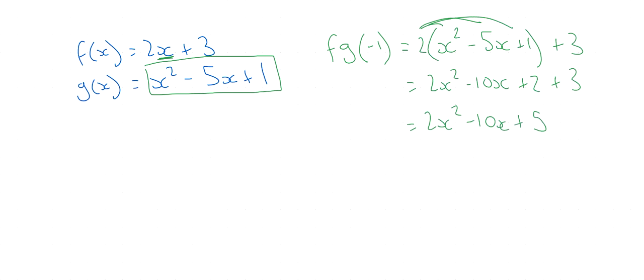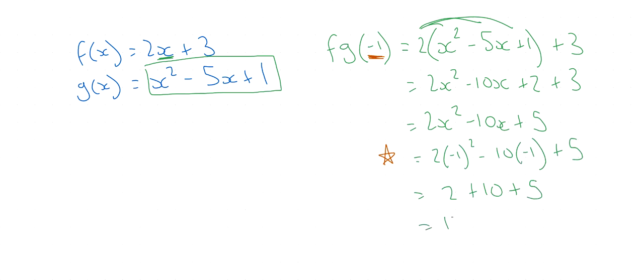Now, I'm going to put in the fact that this is -1, okay? So now, all the x's become -1. 2 times -1 squared minus 10 times -1 plus 5. What's this bit? 2. What's this bit? Careful. Yeah, plus 10, right? Because the negatives are going to cancel out. Plus 5, which is 17. So that means that the function of fg is a composite function. When x is -1, the answer is 17.